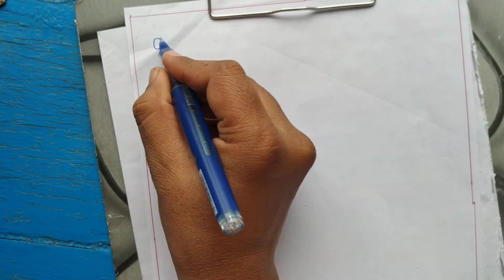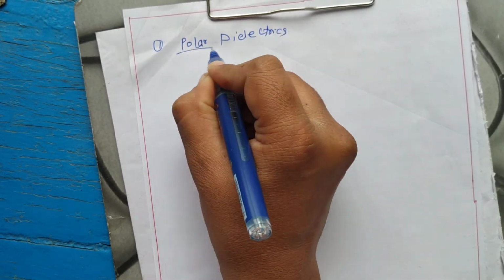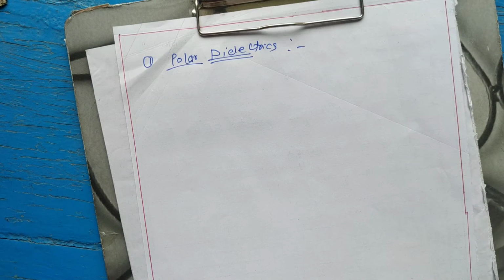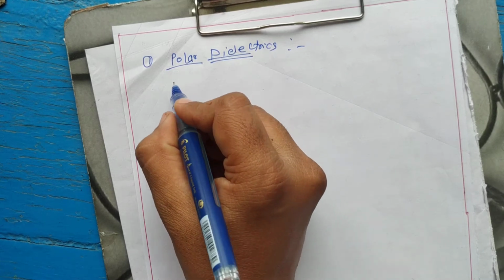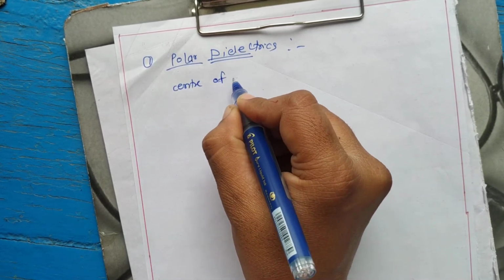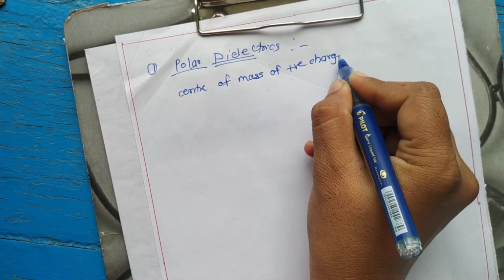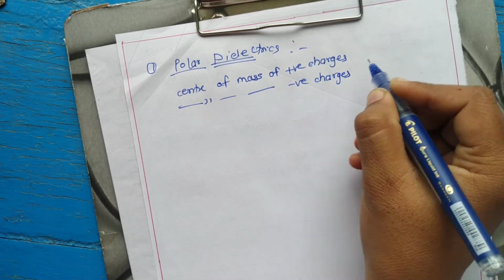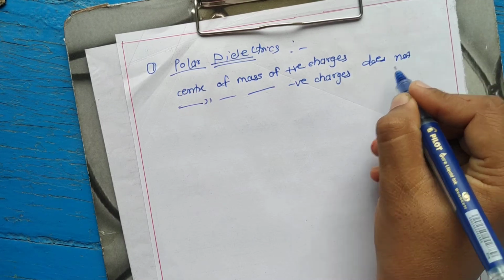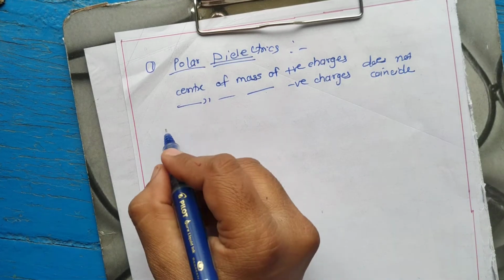Polar dielectrics. Molecules in which the center of mass of positive charges and the center of mass of negative charges do not coincide with each other are called polar molecules.